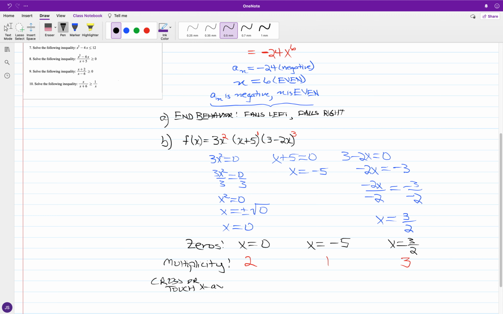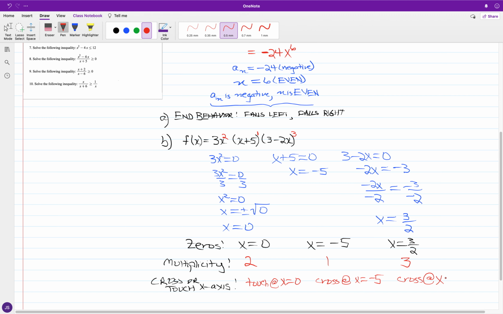And in terms of whether the graph is going to cross or touch the x-axis along each zero, 0 has an even multiplicity. Negative 5 has an odd multiplicity, so this graph will cross at x equal to negative 5. And with 3/2 with an odd multiplicity, the function is also going to cross at x is equal to 3/2.